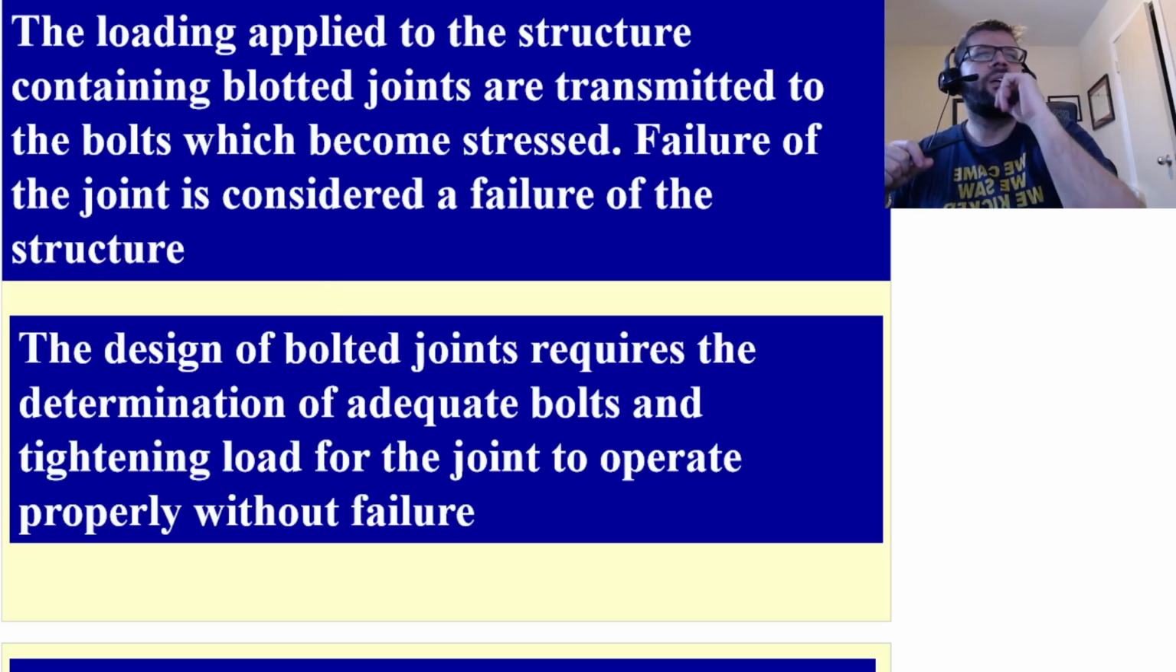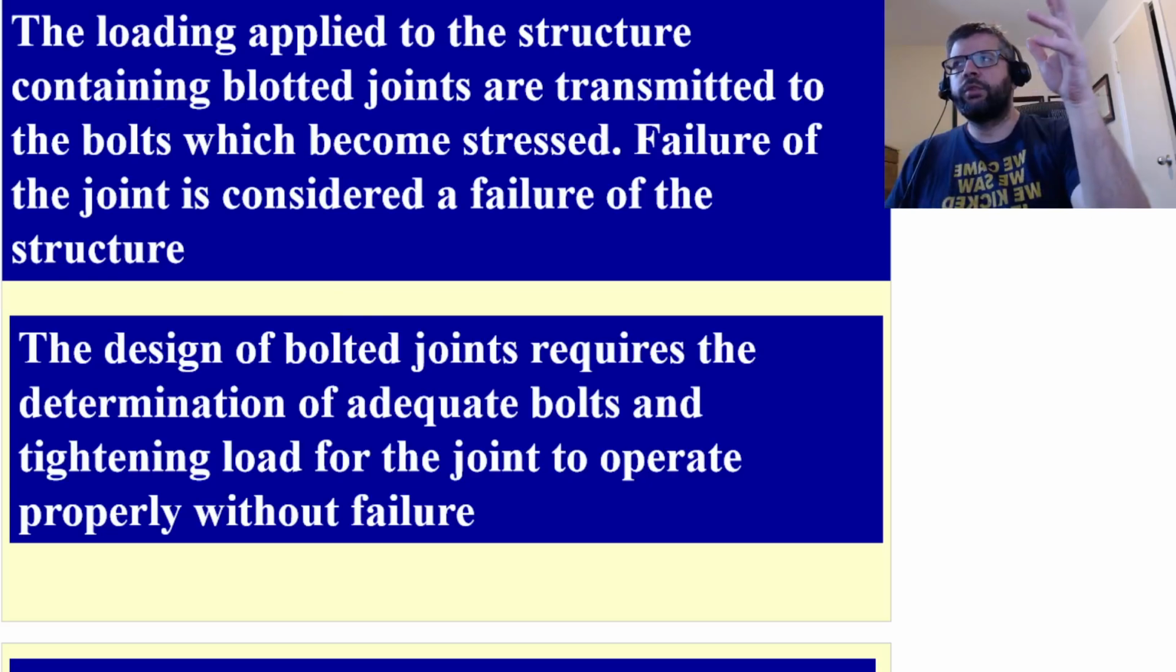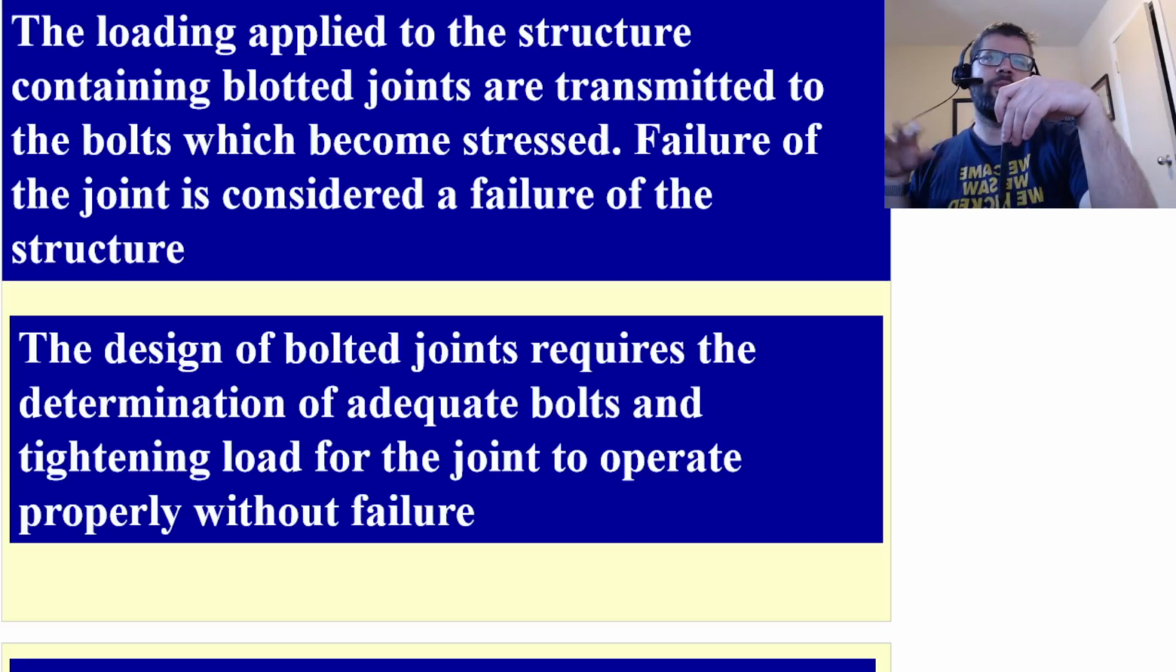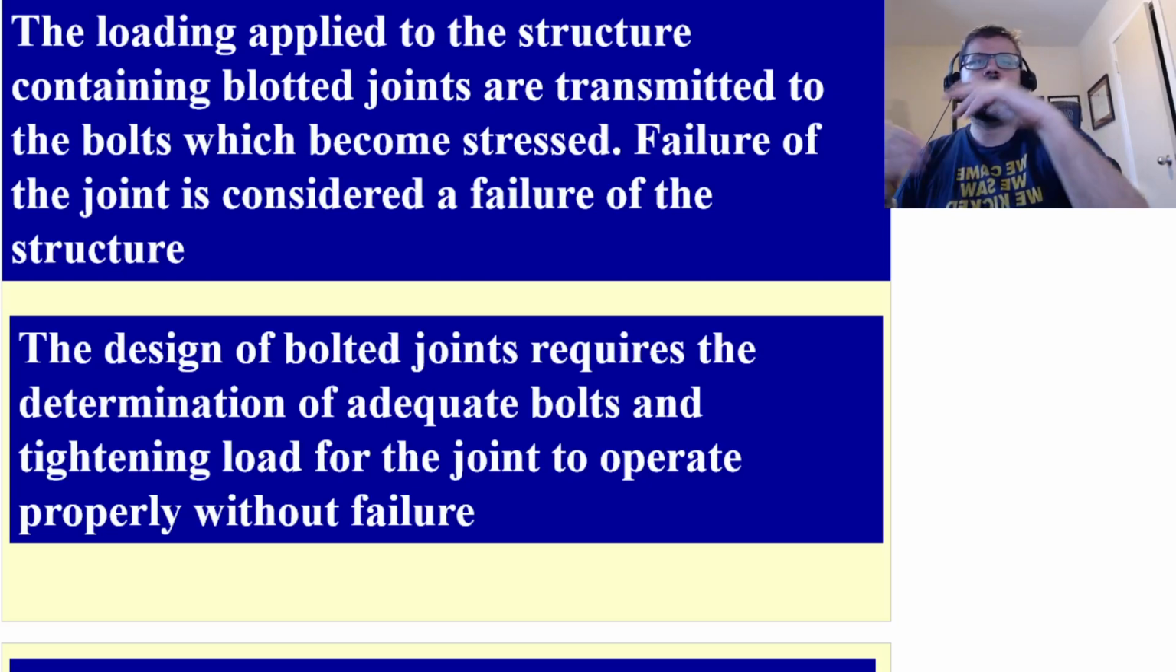So, the loads are applied to the structure. The structure is going to have a tendency to want to separate, and the bolts are going to be preventing that separation. So the load gets transmitted through the rest of the structure to the bolts. They become stressed, and if the joint fails, obviously the structure itself can be considered as failing. So you want to design them in a manner that you are using large enough, strong enough bolts, with the sort of tightening load you need to apply, so you can operate without failure.